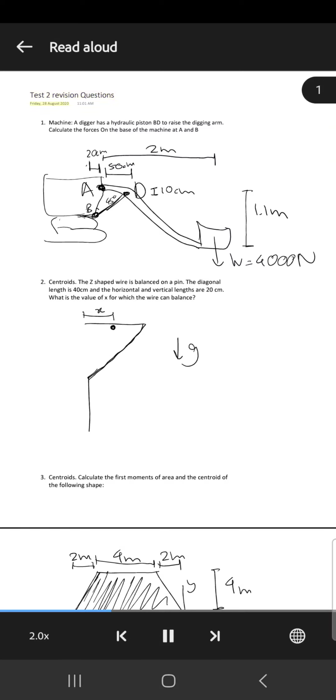Test 2 revision questions. Friday the 28th of August 2020. 1. Machine. A digger has a hydraulic piston BD to raise the digging arm. Calculate the forces on the base of the machine at A and B.